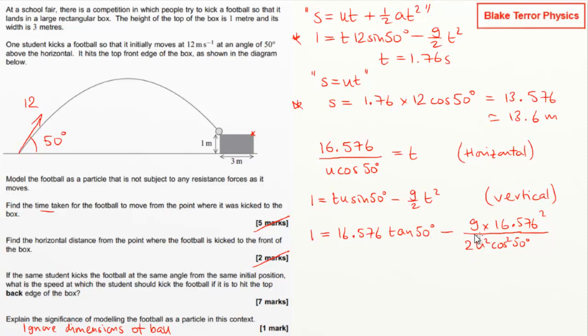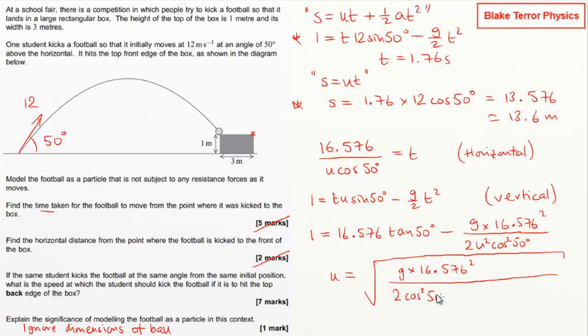So we rearrange to make u the subject, and then just tap everything into the calculator, because our u is going to be equal to quite a big square root of, what are we going to have here? We're going to have a g times 16.576 squared. That's all we've got on the top, and we've got a lot of stuff on the bottom, because we're going to have the 2 cos squared 50 degrees, and we're going to have 16.576 tan 50 degrees minus 1.